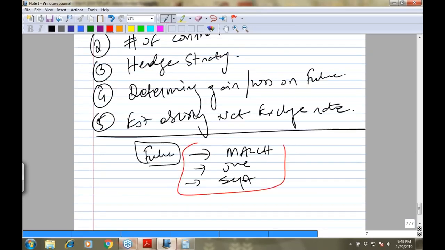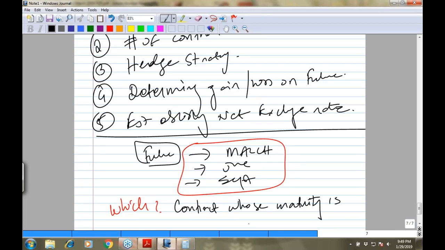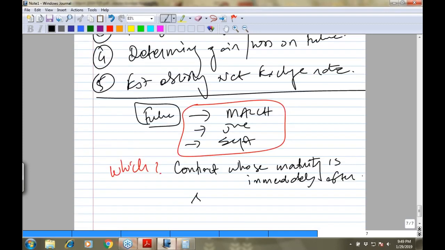So when we say which futures contract should we opt for, always remember the contract whose maturity is immediately after the receipt or payment date.